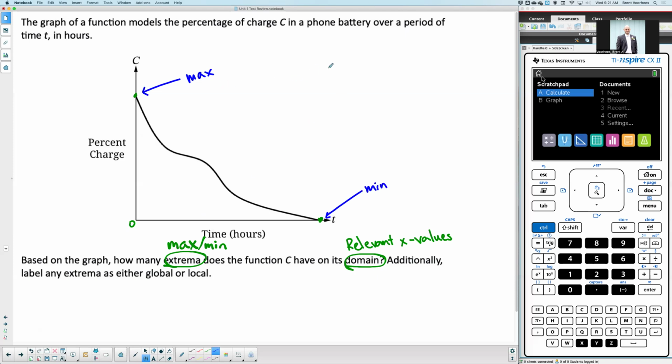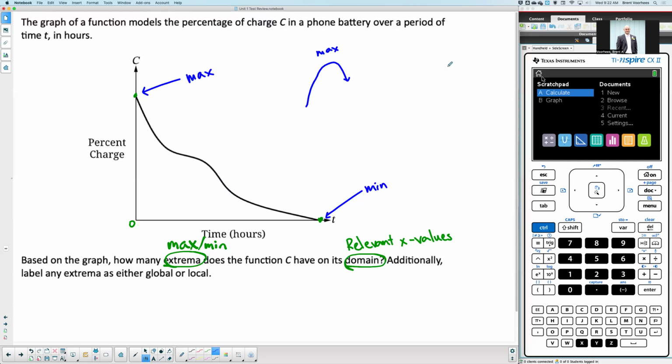So by definition, a maximum means the graph was increasing and now it's decreasing, unless it's an endpoint. These are endpoints. So endpoints always create either a maximum or a minimum. So a maximum is created when the function is increasing and then turns and starts to decrease. Does this graph ever increase and then start to decrease? Like, does the battery start to increase back in life and then decrease? No, so we don't have any other maximums in here.